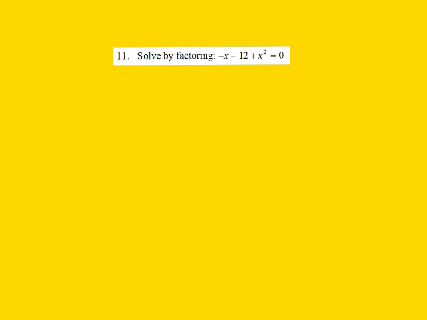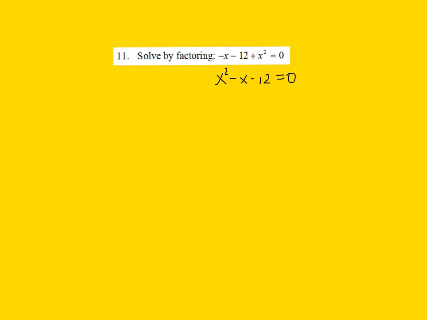Okay, another solve by factoring. So we need to go ahead and factor this thing, but whoa, looking at it, it is all jumbled up. It's a mess. So before I can do anything, I have to put it all back in order, which means my x squared has to come first, then my minus x, then my minus 12, set it equal to 0. Okay, so now I'm in standard form.